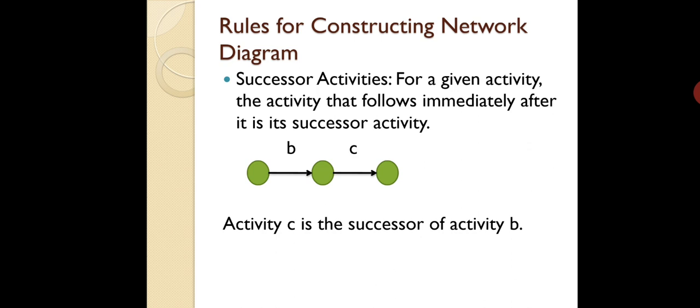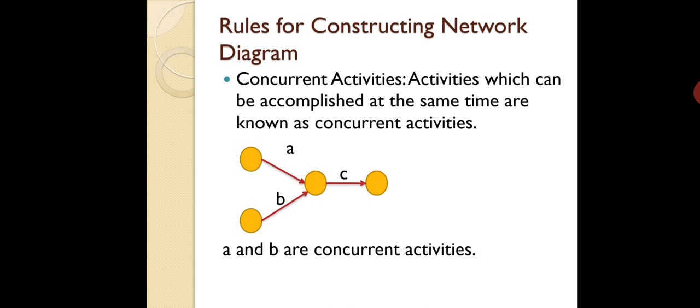Then what are successor activities? For a given activity, the activity that follows immediately after it is called its successor activity. So in this case, activity C is the successor of activity B. Now the activities which can be accomplished at the same time are known as concurrent activities. So activity A and B are finished at the same time, so they are concurrent activities.